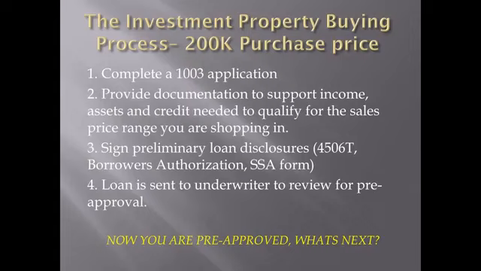So we're going to start off, you're going to complete a 1003 application. You're then going to provide the documentation to support the income, assets, and the credit needed to qualify for the sales price range that you're shopping in, okay? So W-2s, pay stubs, bank statements for your funds to close, okay? You're then going to sign a few preliminary loan disclosures, okay?